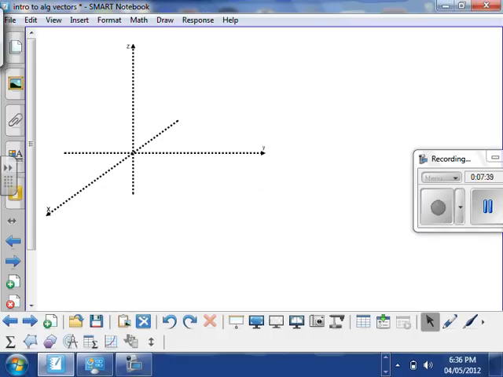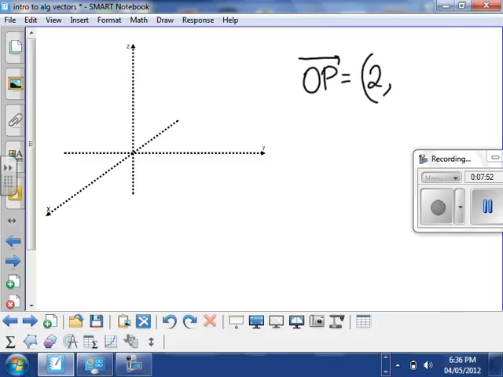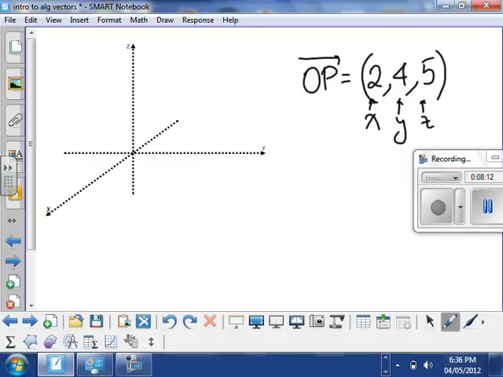Now, let's try together to represent a position vector in our cube, OP, that is given as (2, 4, 5). What does it mean? It means that the x-coordinate of point P is 2, the y-coordinate of point P is 4, and the z-coordinate of point P is 5. Okay, so let's try to do that. I have here an xyz system of coordinates. Let's try together to place point P.